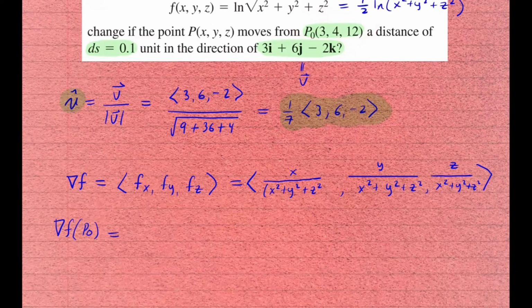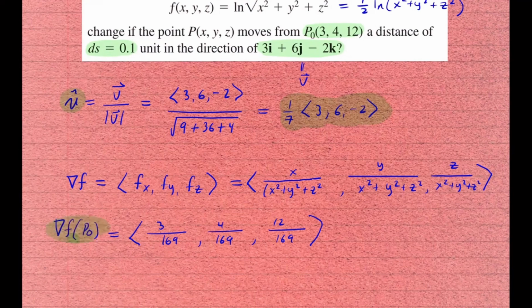So we will have our gradient to be 3 over x squared, so that'll be 9, plus 4 squared, that's 16, plus 12 squared, that's 144. And this will sum up to 169. So that's what I'm going to just put right here. And they all have the same denominator. So we'll have y over 169, so that's 4 over 169. And for z, we have 12 over 169.